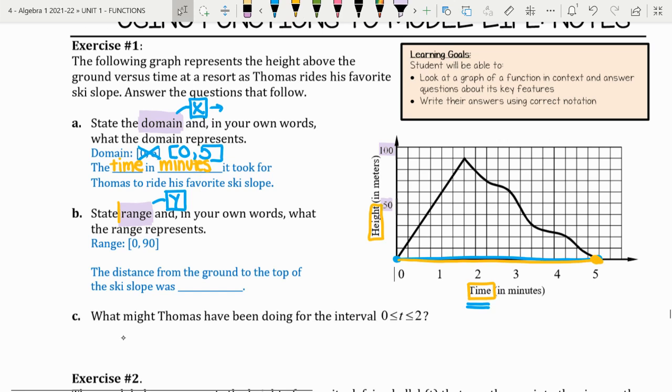Okay. Now it says state the range. Okay. In your own words. So range, I'm going from 0 all the way up to the highest point, which is right here, which is 90. Okay. So this makes me happy. The distance from the ground to the top of the ski slope was how far? 90. Be careful. You want to make sure you use units. It's not 90 feet, it's 90 meters.